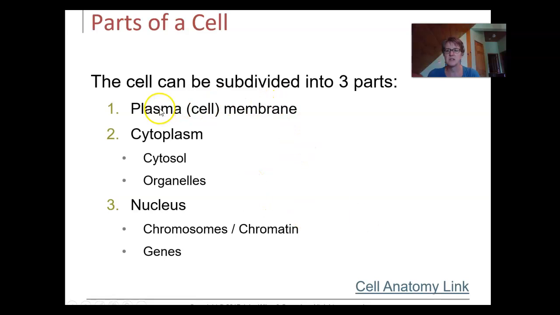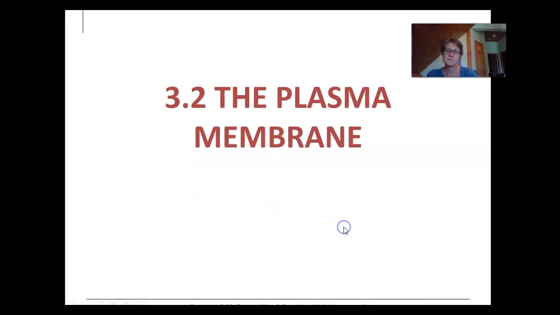All right, so when we talk about the cell, it's the plasma membrane. Kind of important. The nucleus that has your chromatin, which is your genes, and then everything else in the liquid part of the cell, I guess you could say, the cytoplasm that has your organelles. All right, well, that's 3.1.